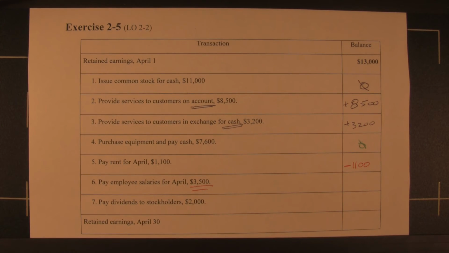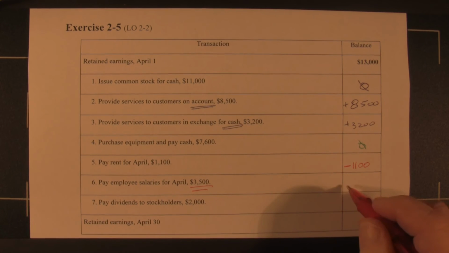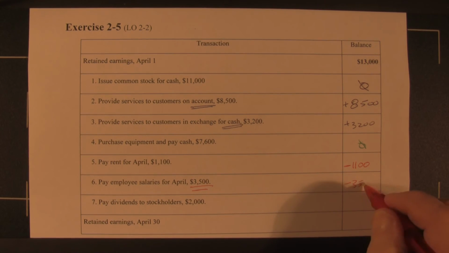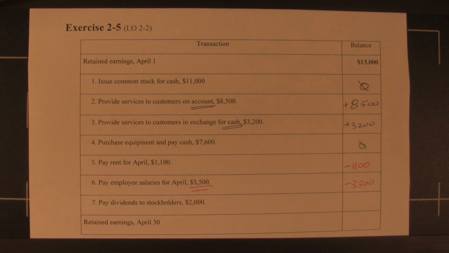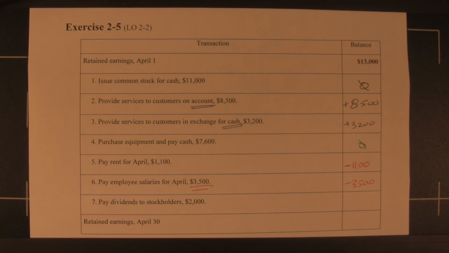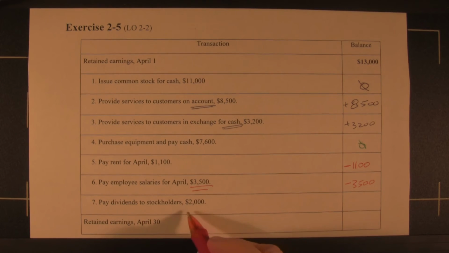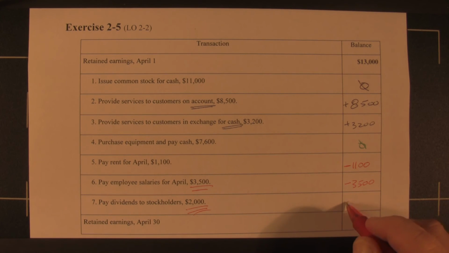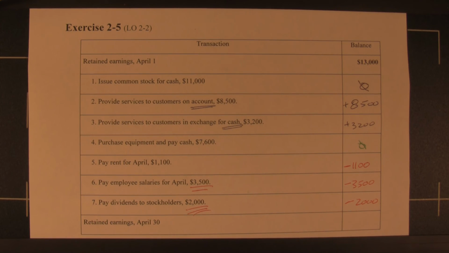Similarly, when we pay our employees $3,500, that also reduces the value of the company, so the retained earnings goes down by $3,500. And then last but not least, we just flat out gave $2,000 of our retained earnings to our stockholders. So that's a $2,000 reduction.